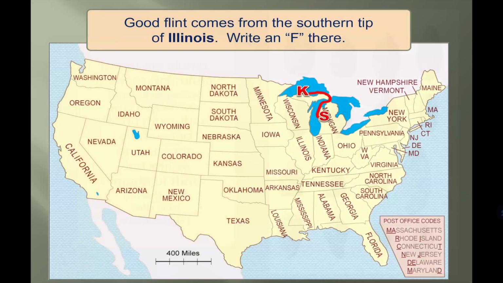In fact, good flint comes from the southern tip of Illinois. So look for Illinois on the map and write an F down on the southern tip of it. And if you've got it about there, that's about right. The next question, of course, is how are you going to get there with the canoe?